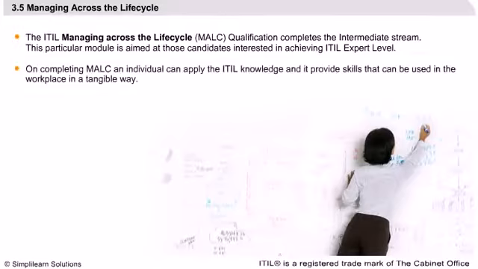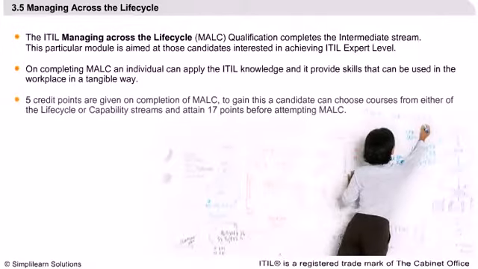Managing across the lifecycle is the last step in achieving the ITIL Expert certification. Therefore, it is mainly focused on individuals who want to become ITIL experts. On completing MALC, an individual can apply the ITIL knowledge, and it provides skills that can be used in the workplace in a tangible way. We have already discussed the credit system in the certification path slide. However, just to mention, the MALC certification gives you 5 credit points. Now, let us proceed to look at the Accreditation Institute for the ITIL in the next slide.